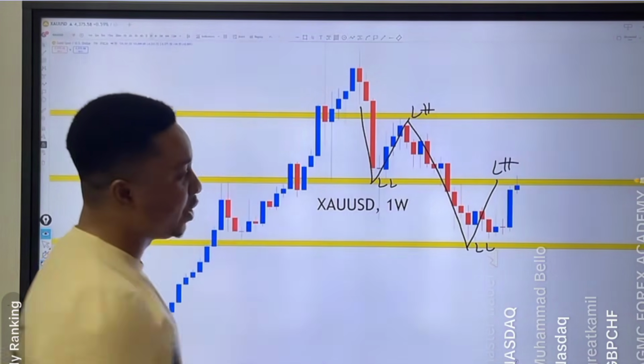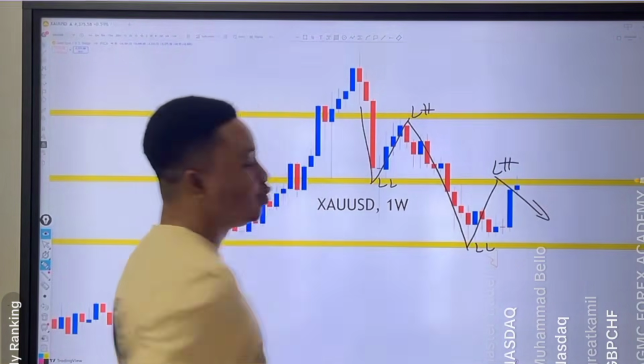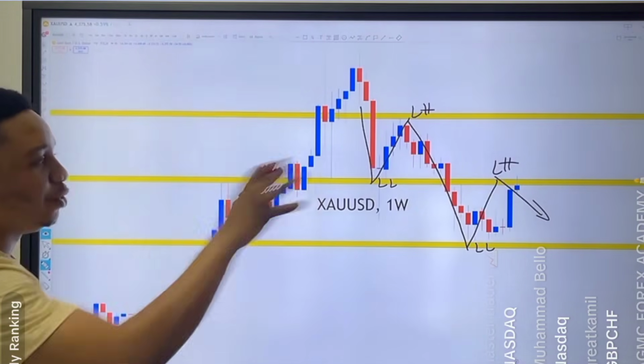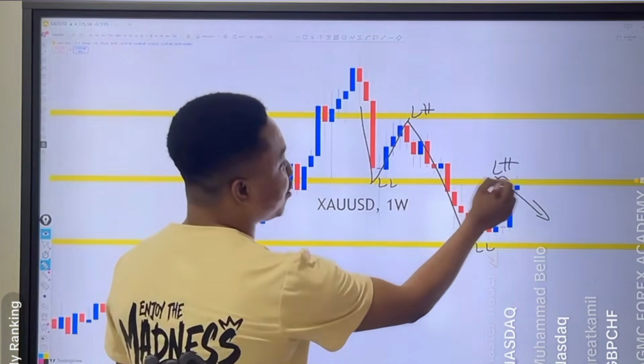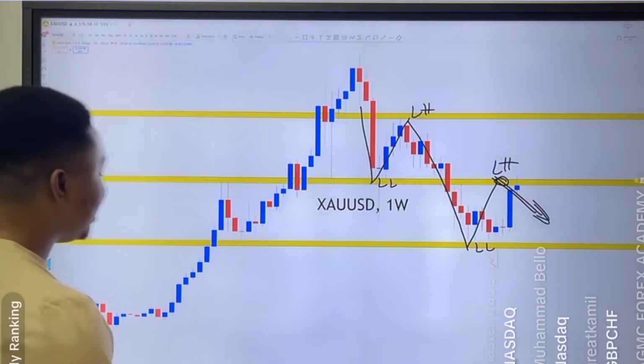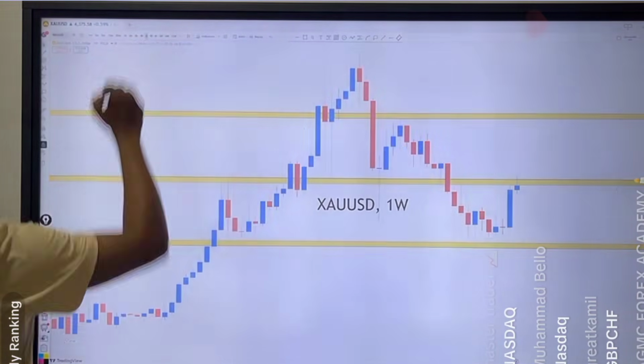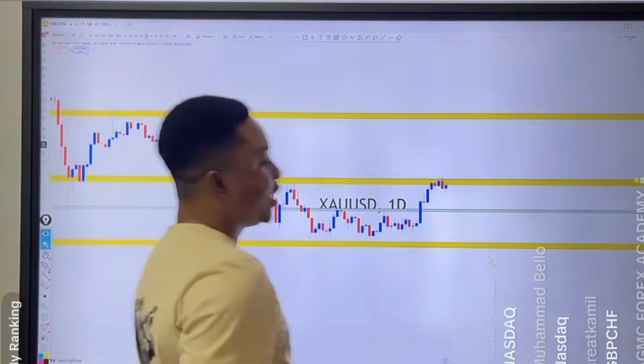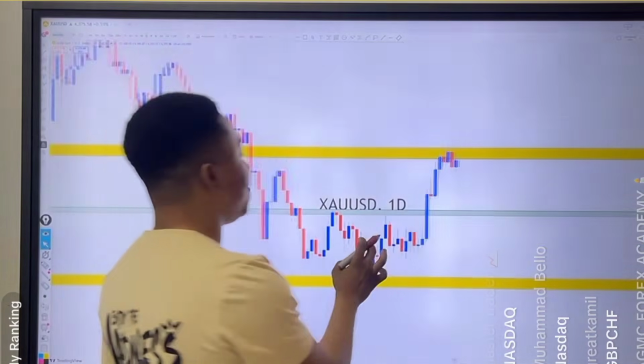What is going to happen? There's going to be sell pressure to push price down from the lower high. But how can we sell from this resistance or lower high to the downside? Let's take it further to the daily time frame as well. This is also the daily time frame of gold.